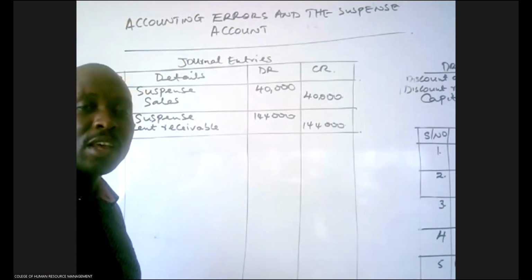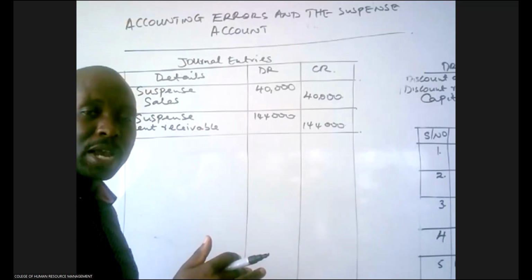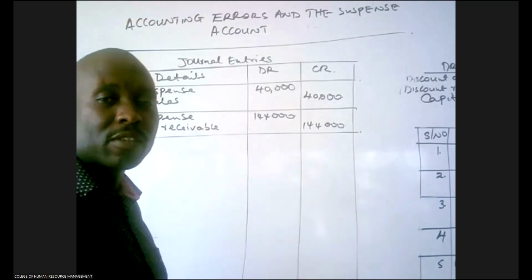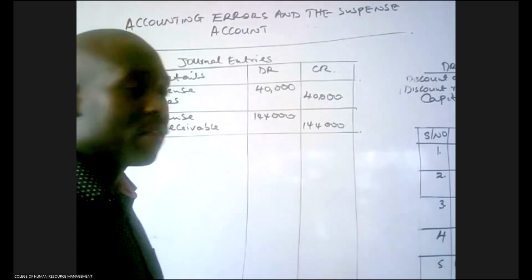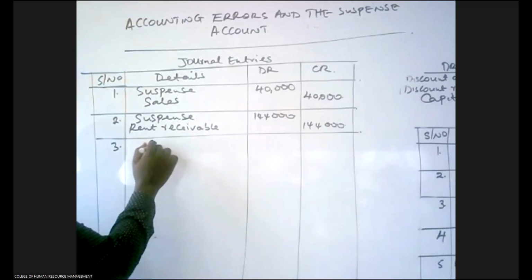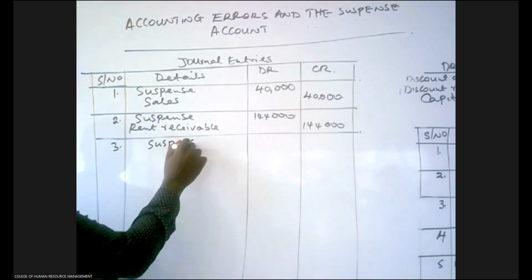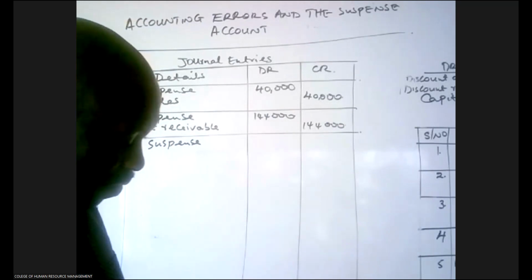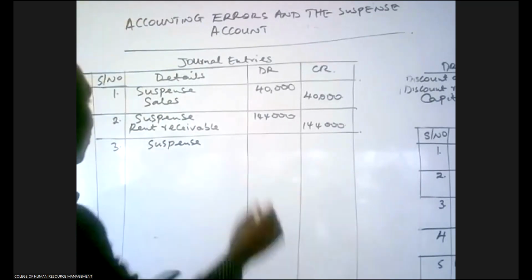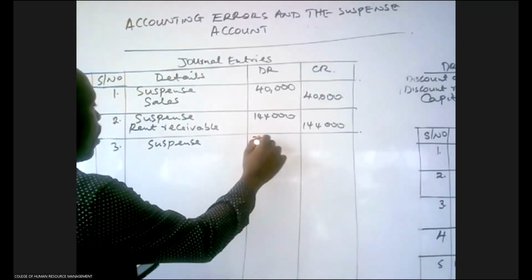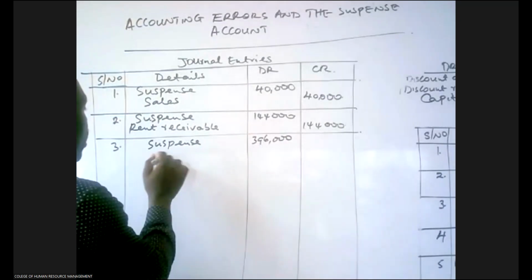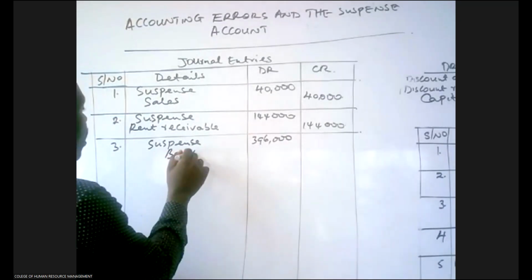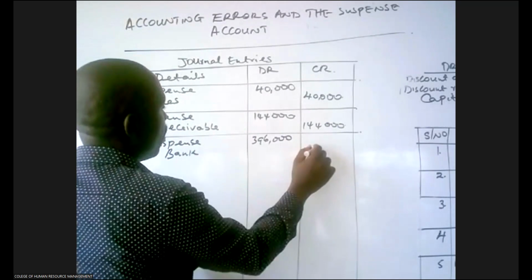When it's an overcast, if the bank was debited by excess, we cancel the excess by crediting, and therefore we shall debit the suspense. We shall debit the suspense with the 396,000. Then we credit the bank by 396,000.